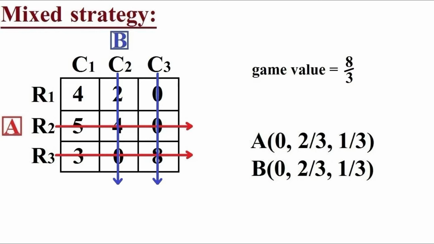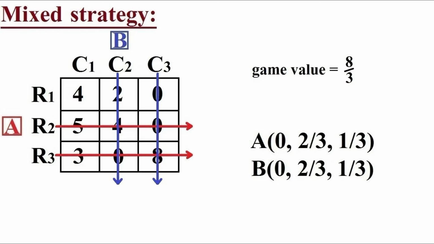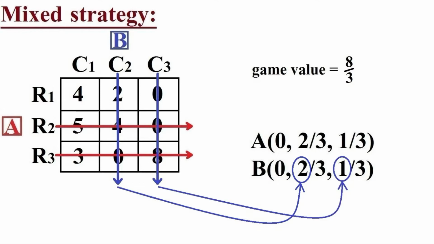Now, another important thing is, what is the ratio between strategies? The probability of 2 by 3 and 1 by 3 means player A is playing a total of 3 times in one complete game, because we have 3 here. And out of 3, he is playing 2 times in the second row R2 and only a single time in the third row R3. And the course of action for player B is also exactly the same. He is also playing the second column 2 times and the third column only a single time in one complete game. In this way, we can determine the ratio between strategies of any single player.